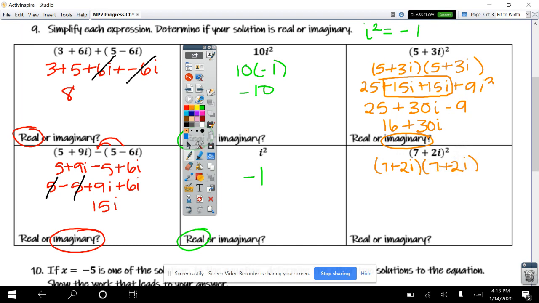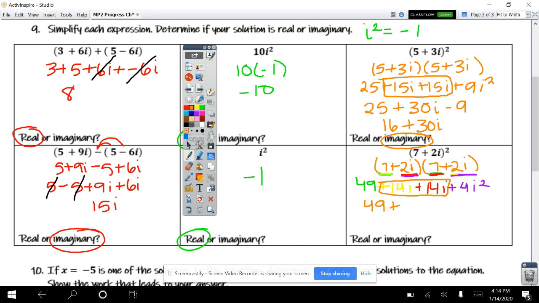First, outer, inner, last. If you were confused about the last one, I'm going to go a little more in depth here. First terms multiply to give you 49. The outer terms, 7 and 2i, multiply to give you 14i. The inner terms, 2i times 7, also multiply to give you 14i. And then the last terms, 2i and 2i, multiply to give you 4i squared.